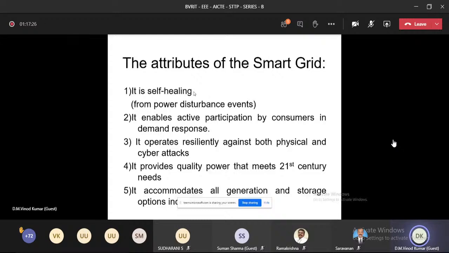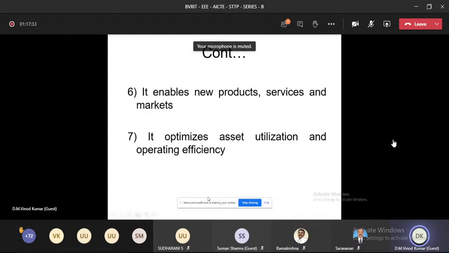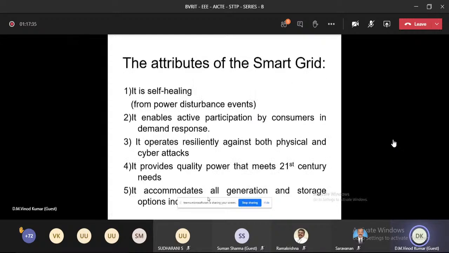It accommodates all generation and storage options, including electric vehicles. Therefore, in future, in some advanced countries with a large number of electric vehicles standing to receive customers, if you plug in, vehicle to grid, we can pump the power, or if required, grid to vehicle, we can also pump. Therefore, this electric vehicle will also act as a storage device.